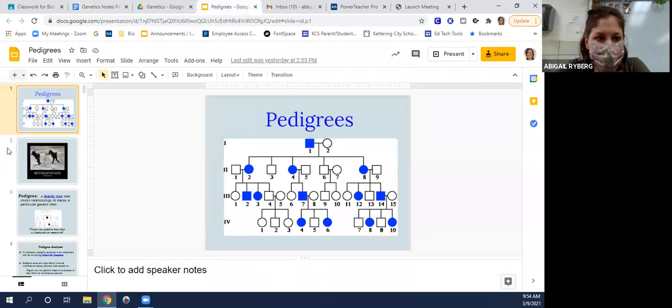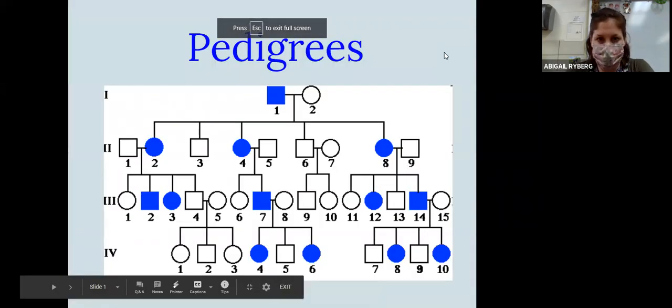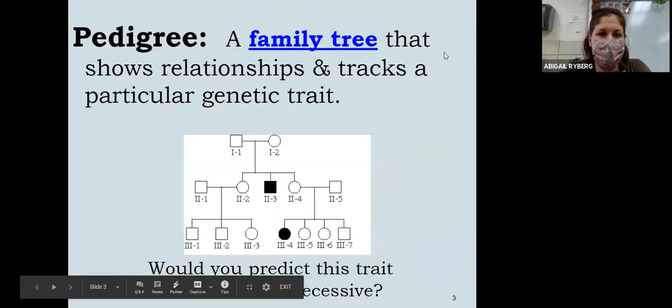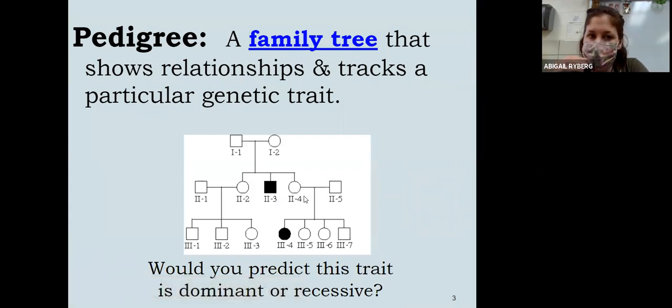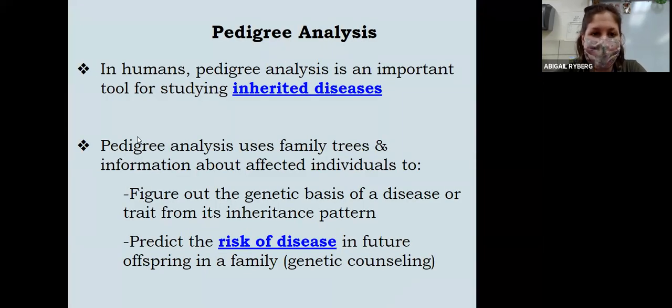Okay, so pedigrees are really just a family tree that shows relationships and tracks a particular genetic trait or disease, oftentimes in the history of the family, or even looking forward and trying to analyze the possibility of an individual passing on that trait or disease to their children.